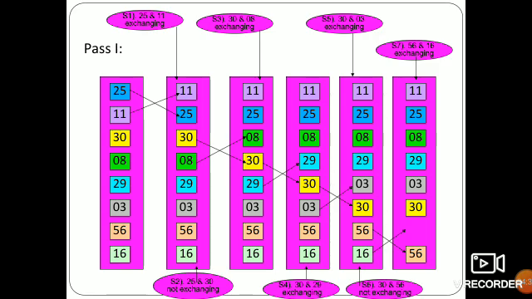Okay, this is the bubbling. The largest number has to come up. Okay? Till pass 1 we have completed, the largest number will move to the last index. So this is bubble sort. Next, coming to pass 2.